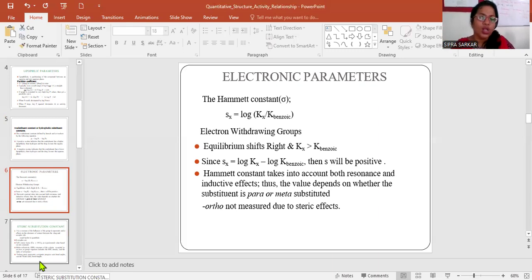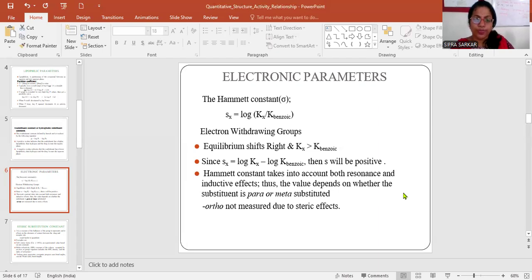Okay. Now there are some electronic parameters like the Hammett constant, that is represented by sigma, and the formula is sigma x equals log Kx by K benzoic. That means the partition coefficient in the benzoic acid is depending, and Kx is the unknown electronic parameter. So here, with electron-withdrawing groups, the equilibrium shifts to the right side. That means whenever the drug dissociates, there will be left side and right side dissociation parameters. So the equilibrium shifts to the right towards the benzoic acid. That means it will be dissociated more, since sigma x is log Kx minus log K benzoic acid.